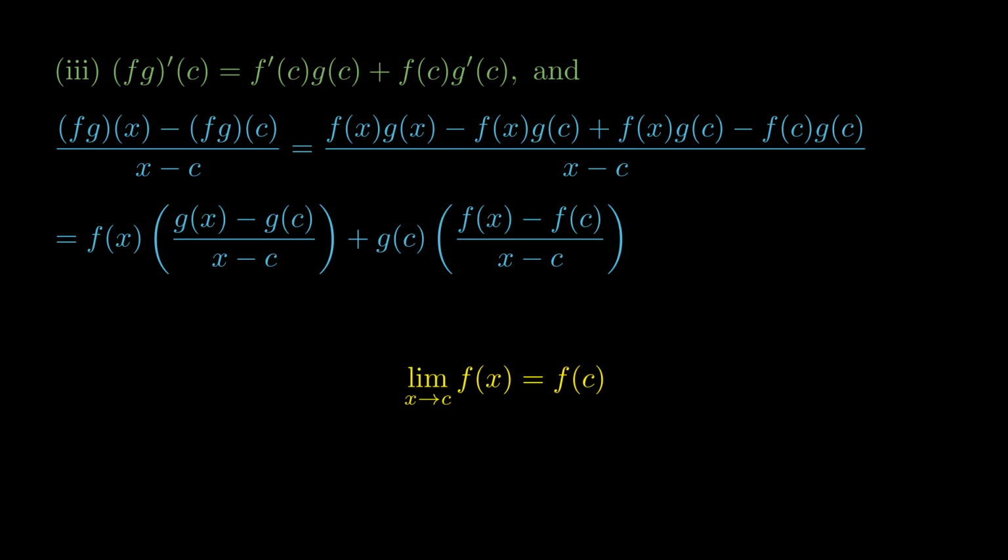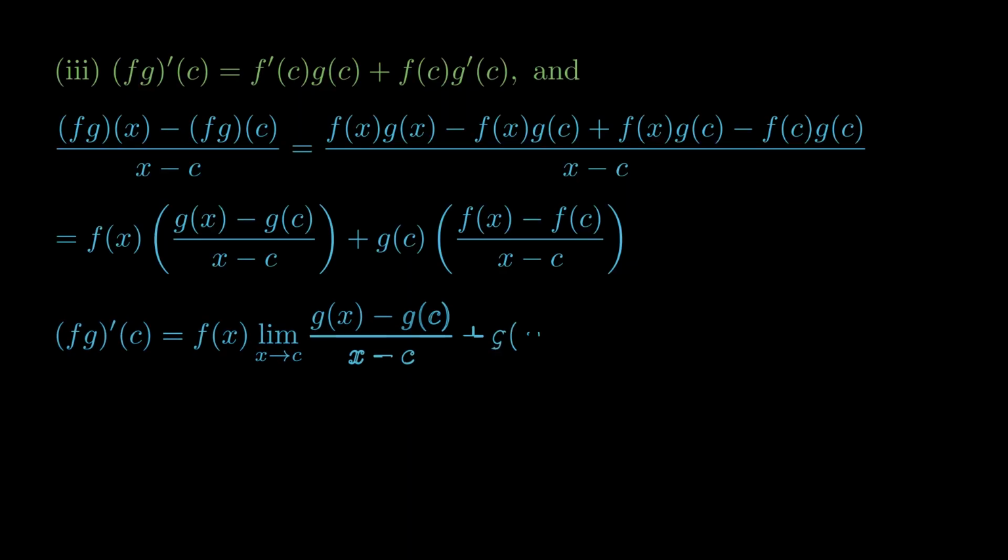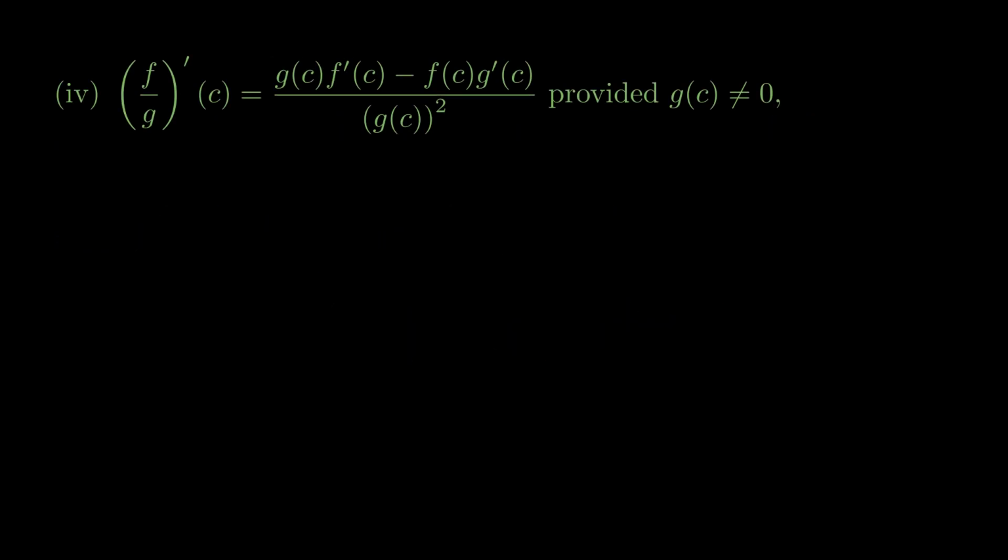Now, by our previous result that differentiability implies continuity, the limit as x approaches c of f of x is f of c. So, taking the limit of both sides and applying the algebraic limit theorem for functional limits, we get the full result. We can prove part 4 in much the same way.